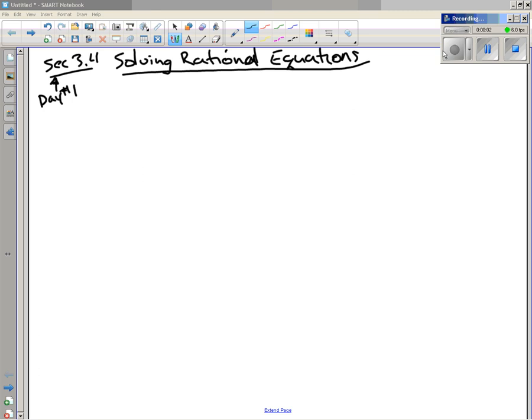Okay, so we're going to split section 3.4 up into two parts. The first part will be solving rational equations. And we're just going to jump right into an example.